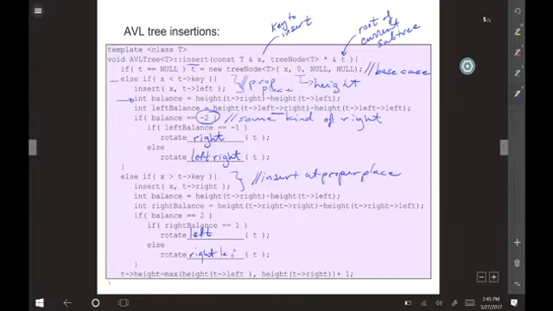Done. Everything about this code is symmetric to everything you see up there. That's why I hate this code, right? It's exactly the same code.